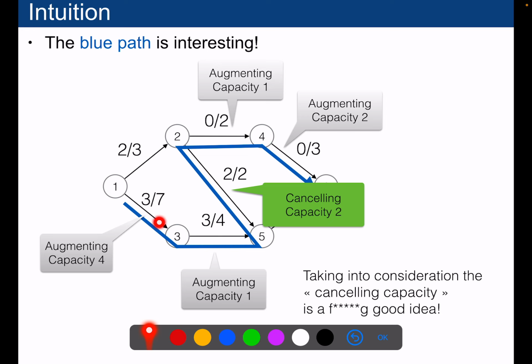So it means that if I want to increase along that path and along that path, I will need to cancel the flow that was here. I need to cancel it to redirect it in that direction. And if I can redirect it in that direction, I will be able to improve it by 2 units, at least on that segment of path. Okay, so taking into consideration the idea of canceling the capacity is also a very, very good idea.